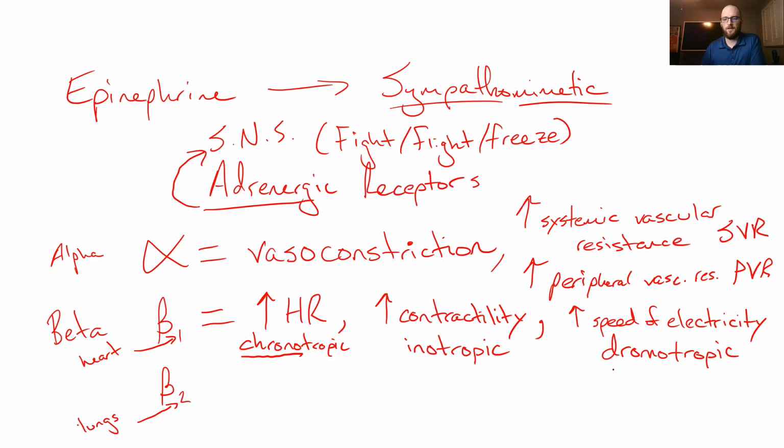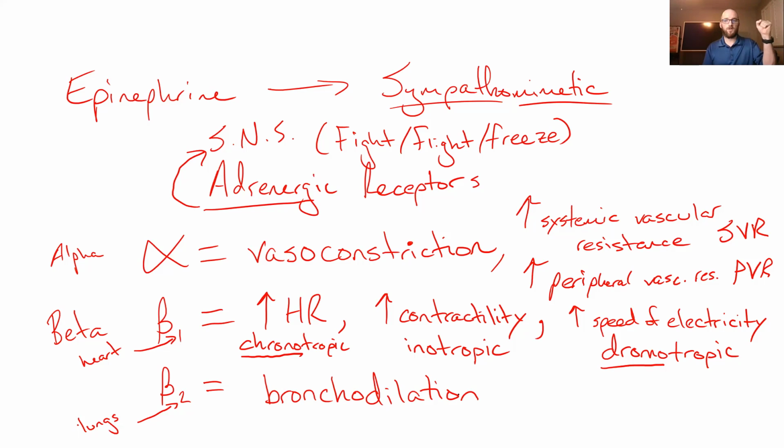dromotropic effect. The root of that one, dromos, is running. So think of the speed of that electricity moving through, or electrical conduction velocity. Sometimes you might hear them phrase it that way. All right, so we have the chronotropic, inotropic, and dromotropic effects, which is increasing our heart rate, increasing contractility, and increasing the speed of electricity moving through the heart, through that electrical conduction system. All of those things happen when we stimulate our beta-1 receptors. We said on the beta-2, we have 2 lungs. So it's all our pulmonary effects. So when you stimulate beta-2, it causes bronchodilation.